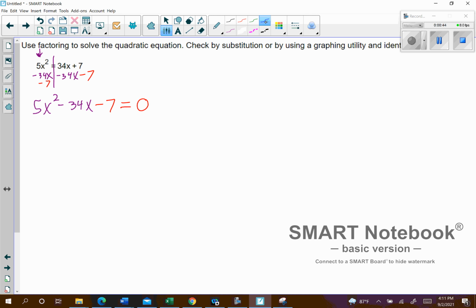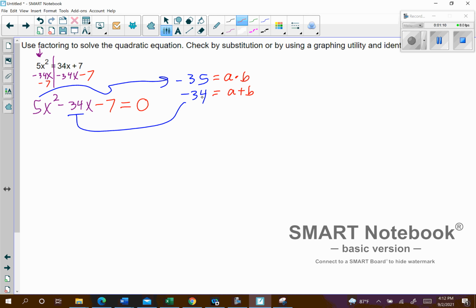Now, there's a couple different ways you can factor this. I'm just going to stick with the way I've been doing it. If you want to do guess and check, that's fine. But I'm going to do 5 times negative 7, which is negative 35. Then I'm going to grab that middle number, negative 34, the coefficient of my middle value, and then we're going to play that game. What two numbers multiply to give me the product of the edges, but also add up to negative 34? That should be a negative 35 and a positive 1. Those multiply to give me negative 35, and they add together to give me negative 34.